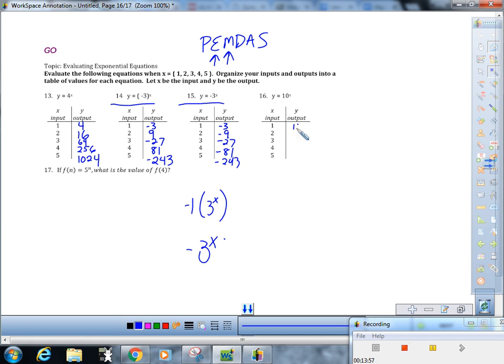10 to the first is 10. 10 squared is 100. 10 cubed is 1,000. 10 to the fourth is 10,000, and 10 to the fifth is 100,000.